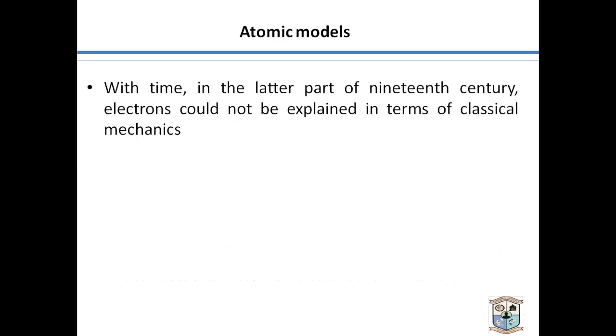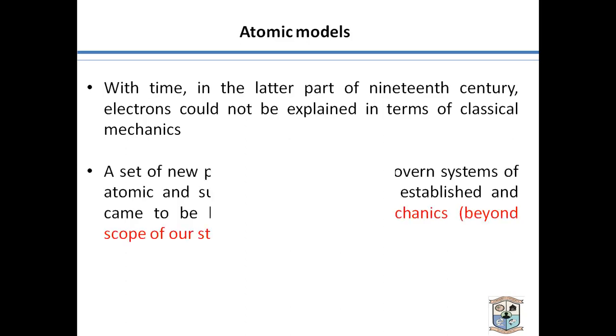So we look at atomic models here now. In the latter part of the 19th century, electrons could not be explained in terms of classical mechanics. So for a larger part of the later part of the 19th century, scientists were still trying to figure out, they couldn't really understand electrons. It was hard for them to explain them in terms of classical mechanics. They knew they were there, but they couldn't really explain their properties.